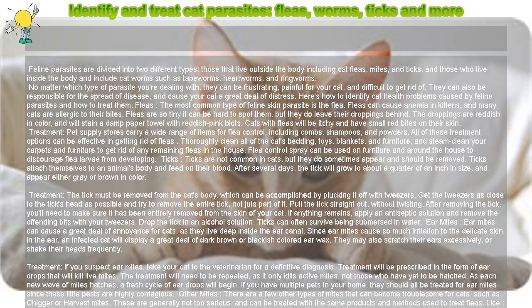Tapeworms. Tapeworms thrive in a cat's bowels. Cats contract tapeworms by ingesting fleas and lice that have eaten tapeworm eggs. If your cat has tapeworms, you'll notice small, rice-shaped eggs in the feces and around the anus.